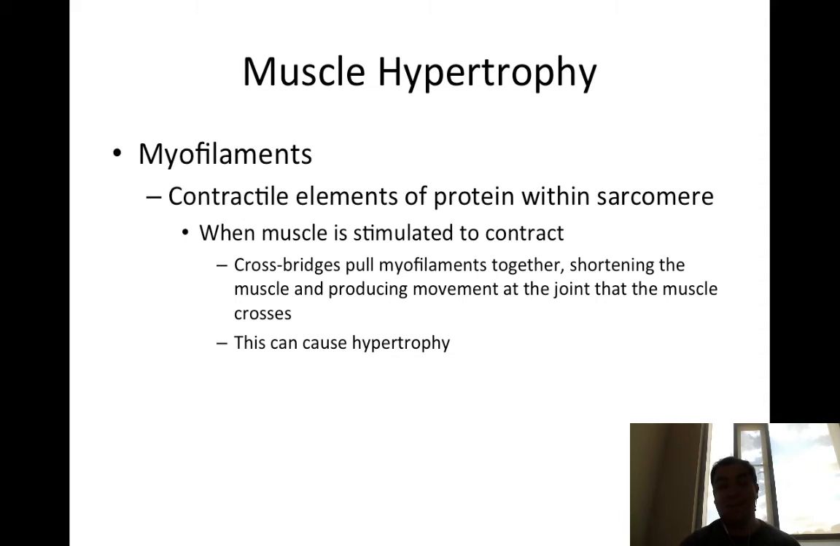So myofilaments, again, this should be reviewed, but they are the contractile elements of protein within a sarcomere. When the muscle is stimulated to contract, these cross bridges pull myofilaments together, shortening the muscle and producing that movement at that specific joint that muscle crosses. This can cause hypertrophy because we're building muscle. We're strengthening that muscle through movement.